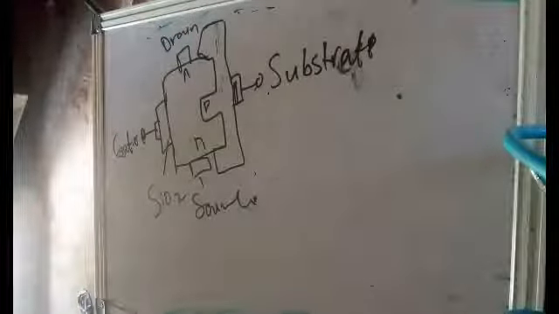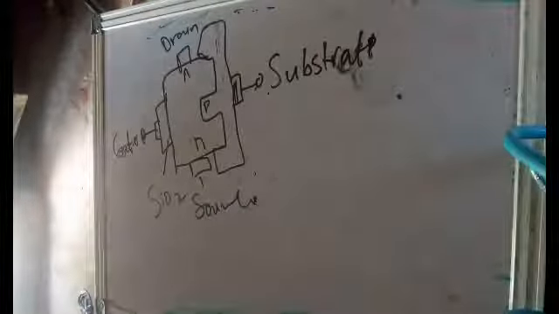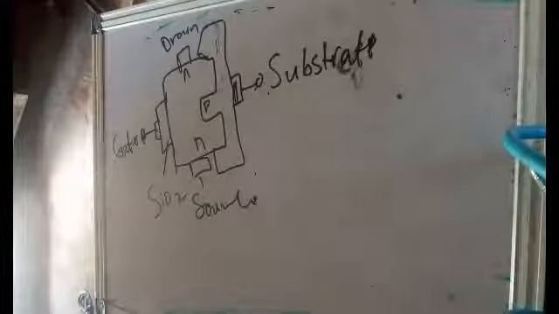So now we've discussed that. Now let us discuss the biasing of this MOSFET. The MOSFET can also be biased. The first way of biasing the MOSFET, number one, is the self biasing method, and the rest we can go through.